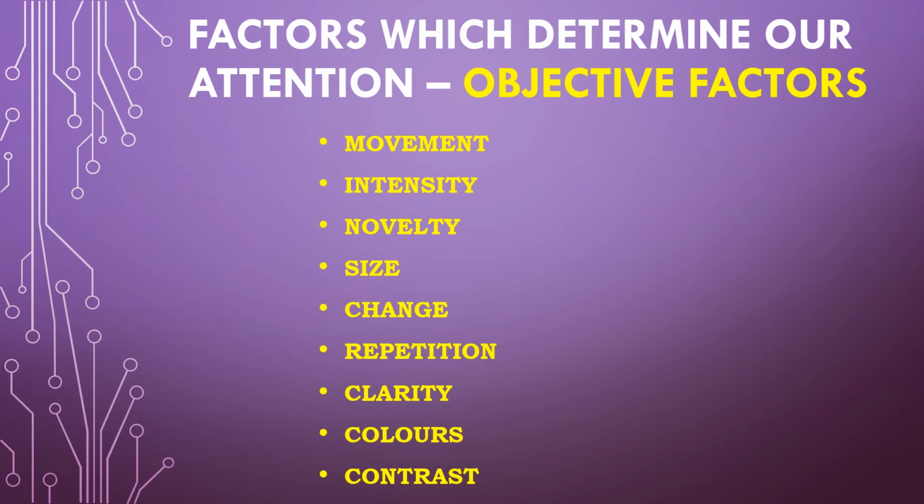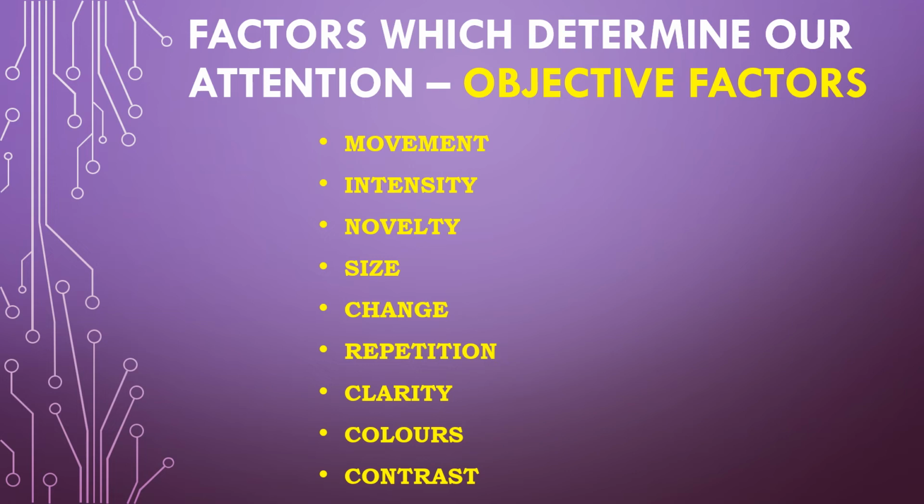Then size. A bigger or a smaller object draws the attention of people more easily than the average size of any object. For example, a seven-foot tall man and a two-foot dwarf, a very fat man and a huge multi-storied building, etc. It can draw our attention quickly. So the size matters.